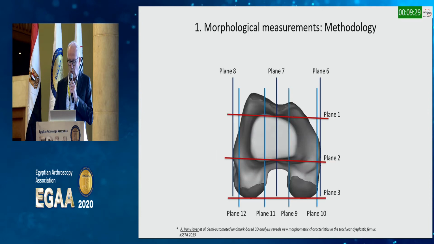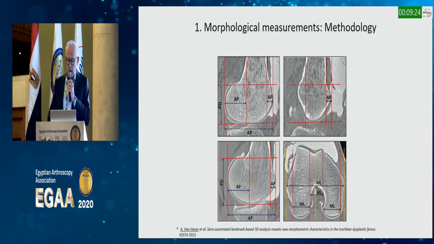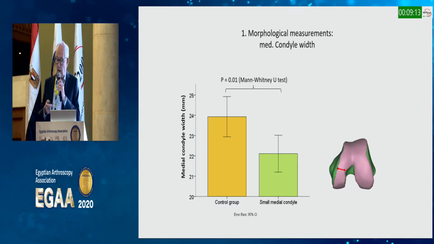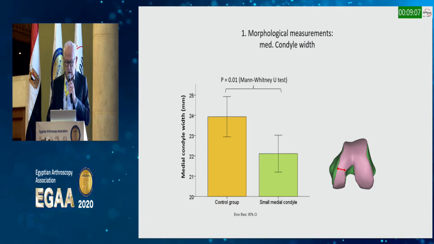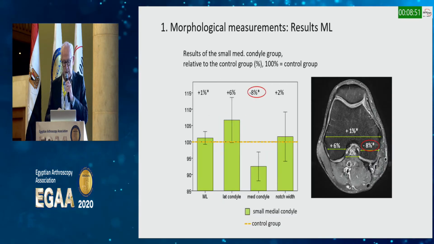As you see, they took several points, as we would do in navigation, on the tibial plateau, on the femoral condyle. This was how everything was measured, AP and also medial lateral, and we'll see what it leads to. So, what did they find in these morphological measurements regarding the medial condyle width? In fact, it was clear that small medial condyles are really smaller than the control groups. That was one point. And the distance from the average control is illustrated in color here.